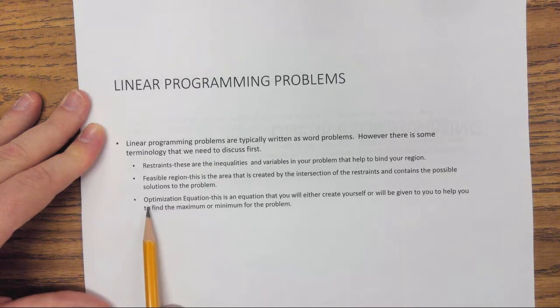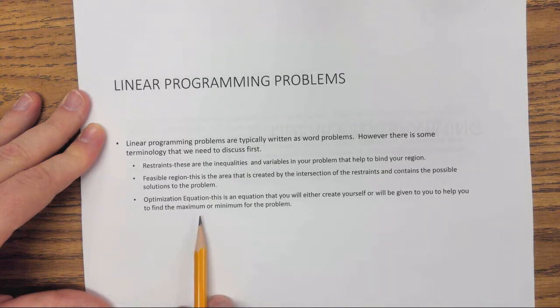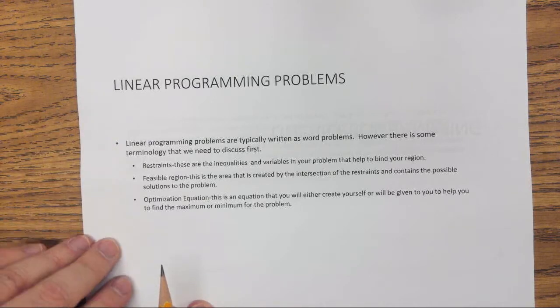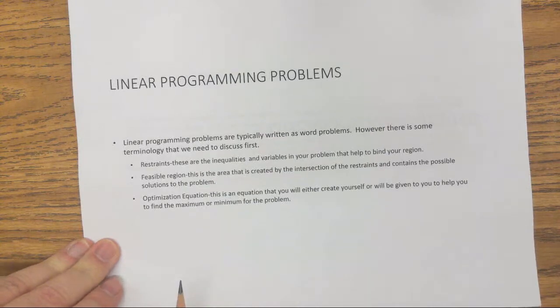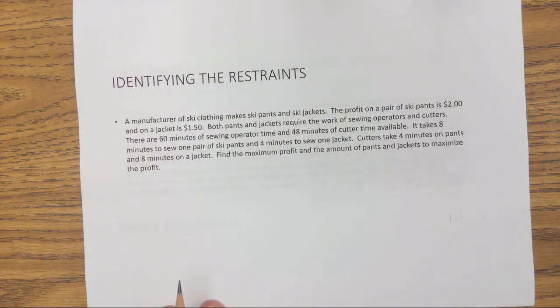Finally, one other thing is called the optimization equation. This is an equation that you'll either create yourself or it'll be given to you to help you find your maximum or minimum for the problem. Like if you're trying to find the maximum profit, you'll plug in some numbers from within your feasible region, and those numbers will help you optimize, either to maximize your profit, minimize your loss, whatever it may be that you're looking for. That's all for vocabulary, so let's get this started.